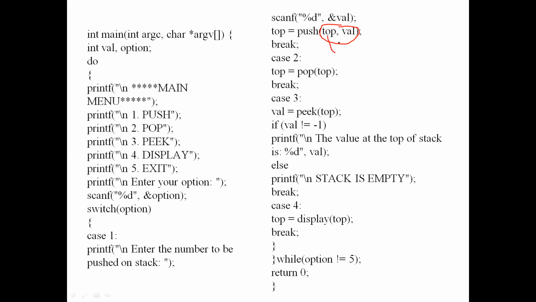Some address, and this top can be what? For example, in the initial condition, it will be null only. In the initial condition, the top will be null, and you are sending 10. So I just want to show the function definition here. That's all. I don't want to explain the whole program.